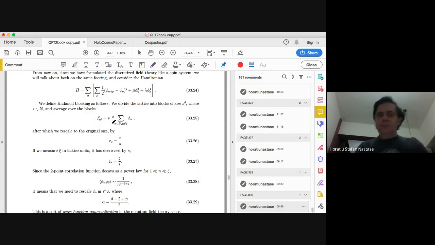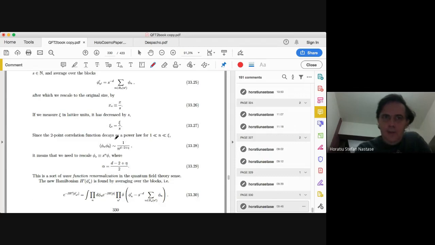But I want, after this procedure, to go back to the original size of the lattice. So I redefine x. So x had lattice size a. So I want now to redefine x to have, again, the lattice size a. So that means I define x_s to be x over s. But then, since xi was a correlation length, an object in the theory, by redefining x, then xi has also decreased by s. So xi_s is also xi over s.